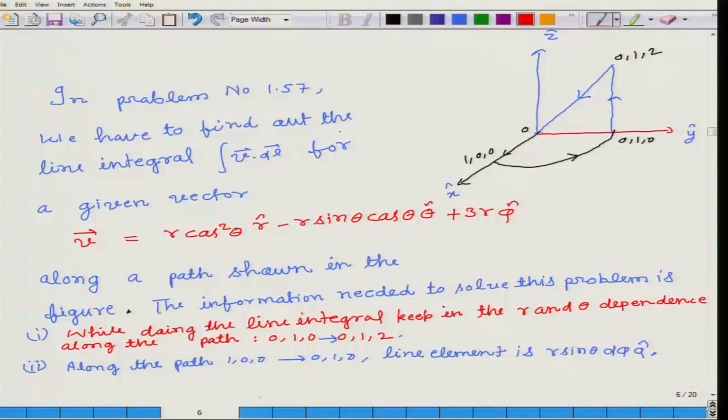We have to find the line integral of v dot dl for a given vector v along a path shown in the figure, that is from O to 1 0 0, 1 0 0 to 0 1 0, then 0 1 0 to 0 1 2, and come back to the origin. The information needed to solve this problem is, while doing the line integral, keep in mind the r and theta dependence along this path.